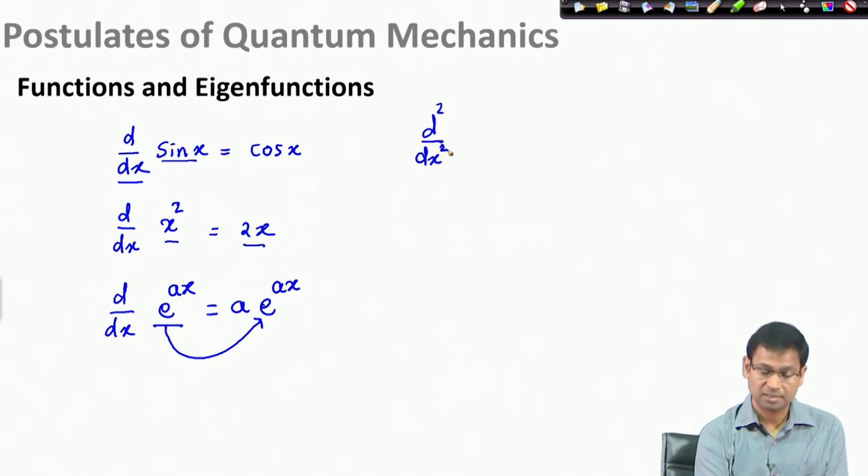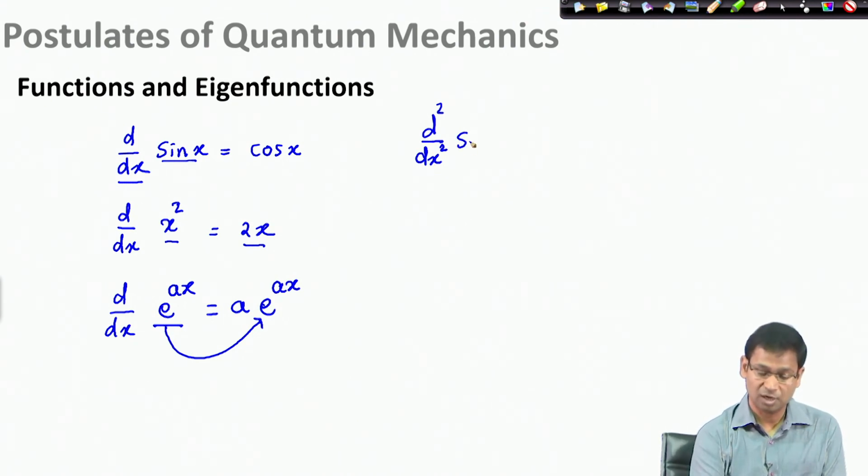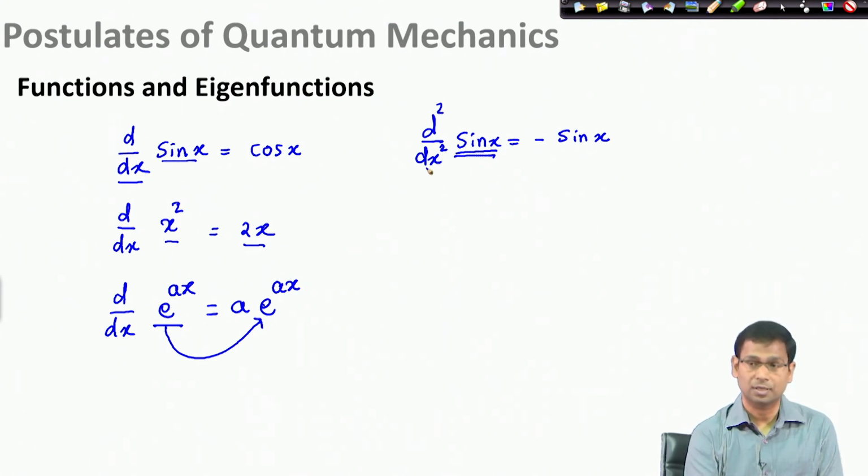Let us look at yet another example. The second example is the second derivative d square by dx square. If I apply this on sin x, this essentially means that I have to differentiate sin x twice. So, the first time when I differentiate I will get cosine x, and then I will have to differentiate cosine x again, which will give me minus sin x. Here you see that the function I started with, sin x, after the operation of the operator d square by dx square, I get minus sin x. The function actually comes back with a minus sign.